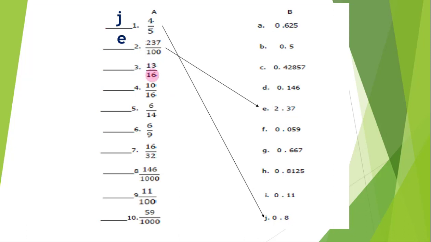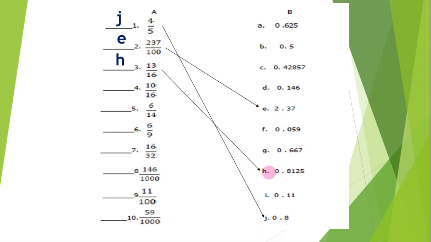For number 3, 13 over 16. Now you can have long division for this. If you have a cell phone and it has a calculator, you can right away press it. 13 divided by 16, and that is 0.8125. So it's letter H.